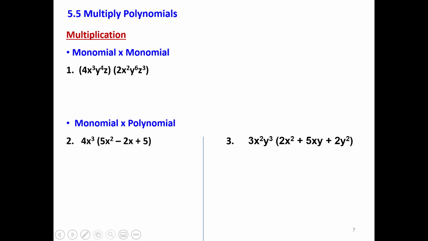If we have numbers, we just multiply the numbers. And in this case, 4 times 2 will be 8. X, we have x here, we have x here. And x is the base.